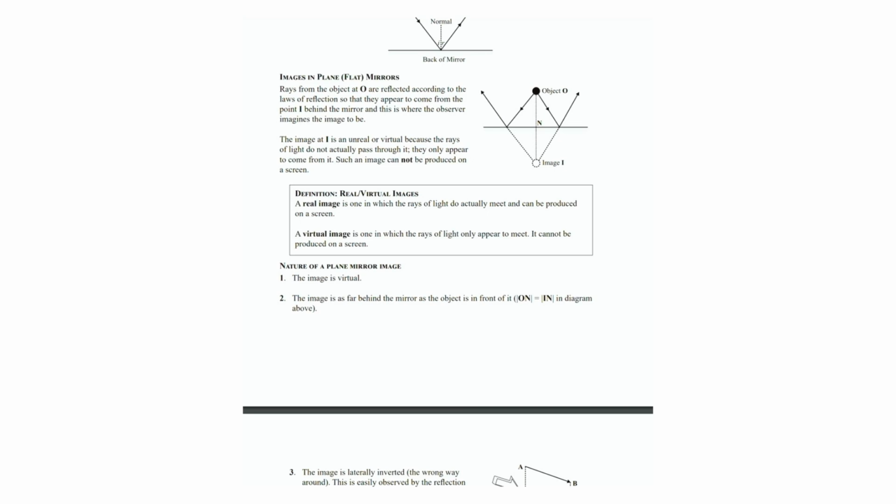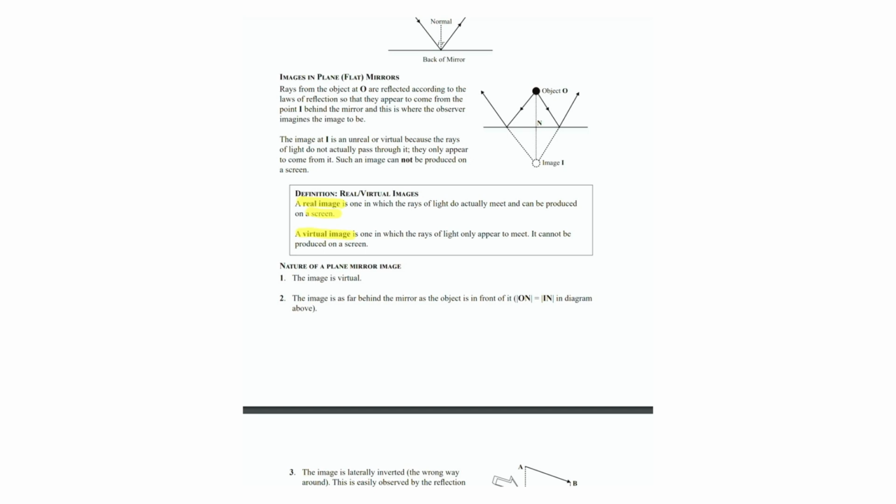Here are some definitions that you need to learn. We've just talked about the virtual image. So a virtual image is one in which the rays of light only appear to meet. It cannot be produced on a screen. Whereas a real image, that's one in which the rays of light do actually meet, and you can produce it on a screen. So the virtual image is formed inside your head. The real image can actually be formed on the screen. But we'll see real images in the next lesson when we do curved mirrors.